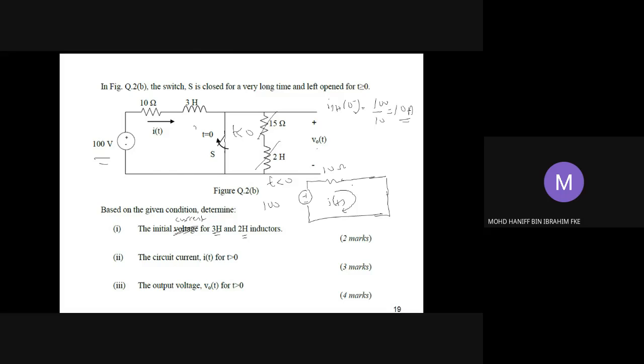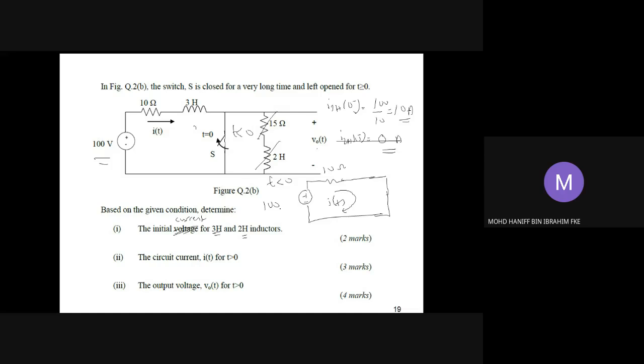So the initial current flowing in the 3 Henry inductor shall be equal to 10 amperes. All right, and how about the 2 Henry inductor? For the 2 Henry inductor in this particular branch, we know that the current for that component will be equal to 0 ampere, because the current will pass through the short circuit branch, it won't pass this branch. So there should be no current flowing through the 2 Henry inductor. That should be the initial value for the 3 Henry and 2 Henry inductors, which answers question number 1.